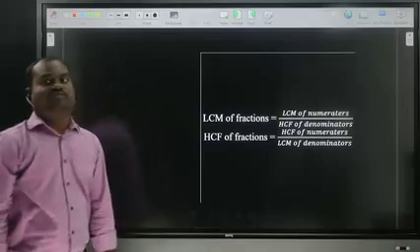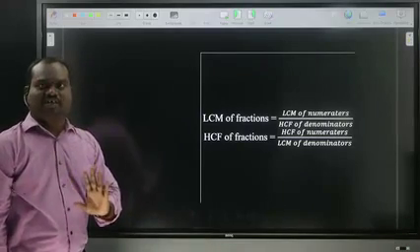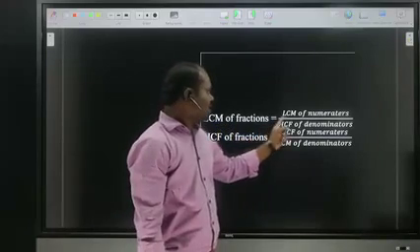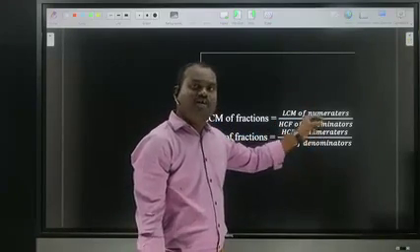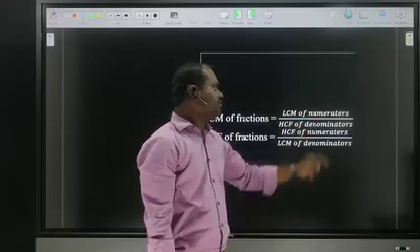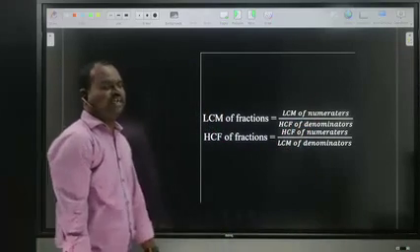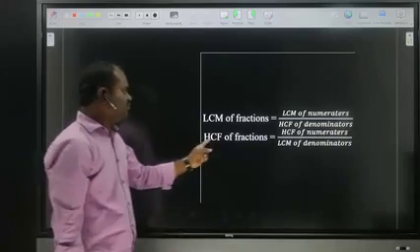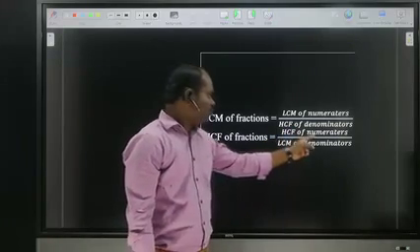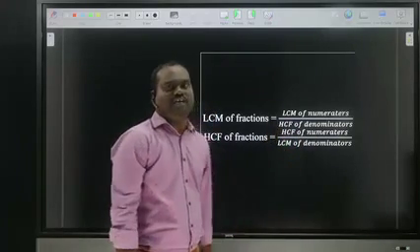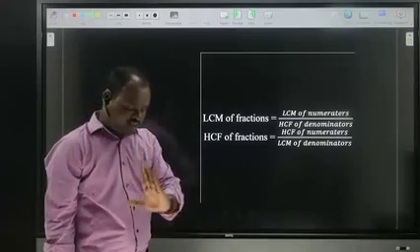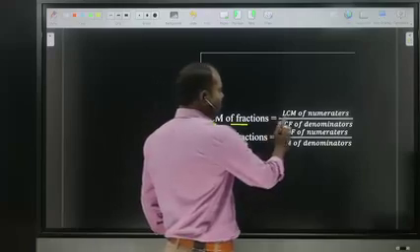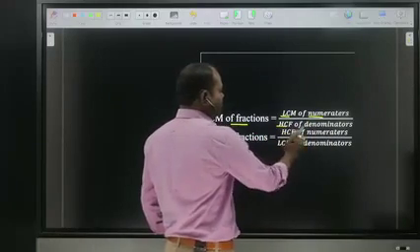Now we are moving to fractions. When fractions are there, just remember the formula. LCM of fractions formula: LCM of numerators by HCF of denominators. And HCF of fractions formula: HCF of numerators by LCM of denominators. When fractions are given, we have to use the formula.